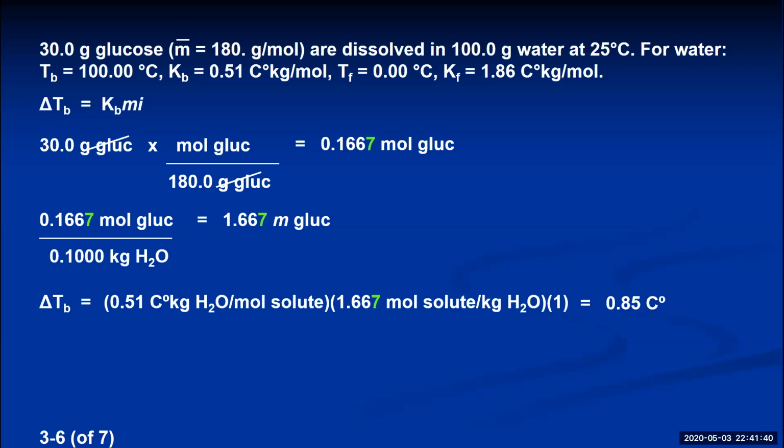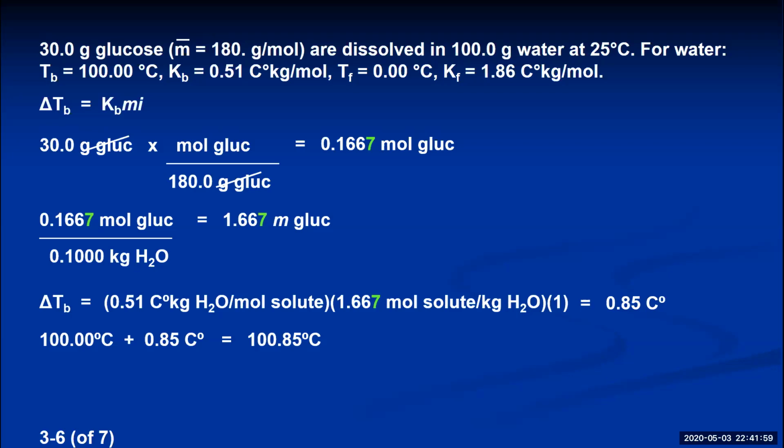So to actually answer the question, you need to know water's natural boiling point, which is 100 degrees Celsius, add 0.85 to that, and because both numbers here are 2 places past the decimal point, my final answer will be rounded 2 places past the decimal point, so it's 100.85 degrees Celsius.